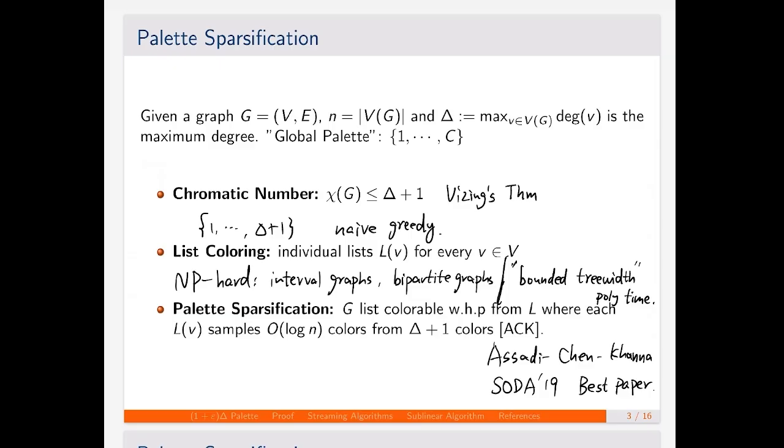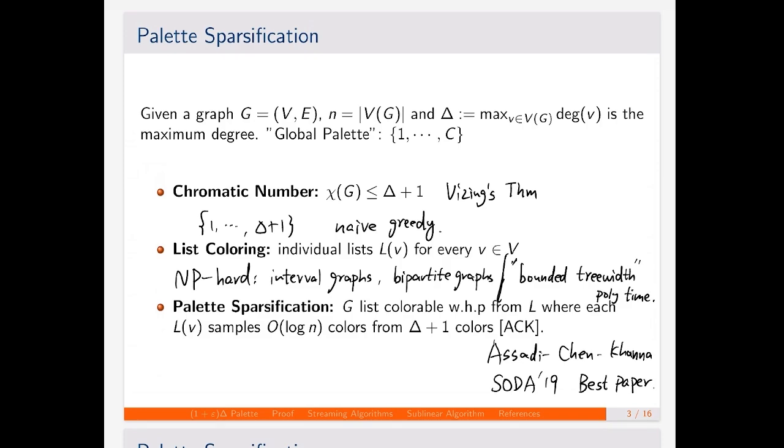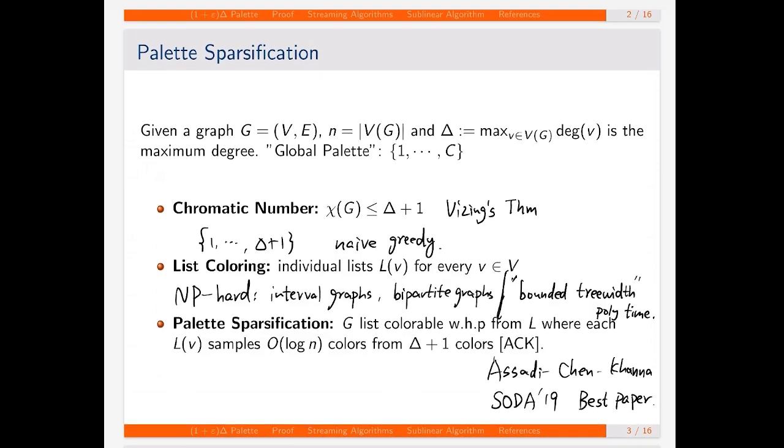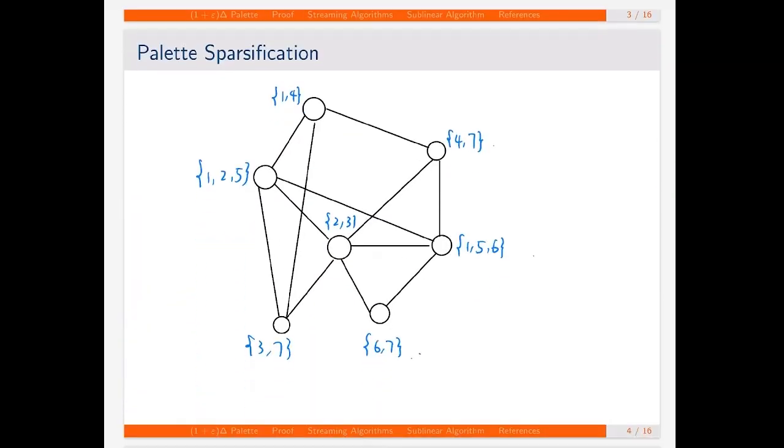Okay, so their theorem says that the graph G is list colorable with high probability from the list L, where each list is a sample of log n colors from the global palette with colors from 1 to delta plus 1. This is a very important theorem, and I'll illustrate it with a graph here.